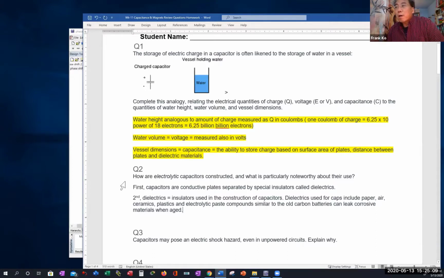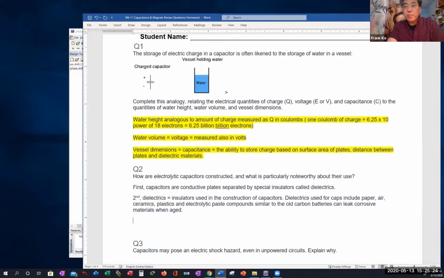But that's what happens with carbon batteries. And how are electrolytics built? They're made with electrolytic paste compounds. It is a paste. And so the construction of an electrolytic capacitor is that they're using this paste material.